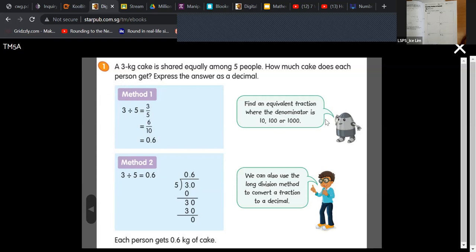So for example, here shows you the story of a 3 kilogram cake shared equally among 5 people. How much cake does each person get? Now, you can see how the answer can be achieved. Method number one, you can get it through a fraction. So here shows you, we already learned how we can do division of whole numbers and get a fraction, three over five. Then we use our primary four skills of finding equivalent fractions when the denominator is 10, 100, or 1,000 and convert it into decimal.